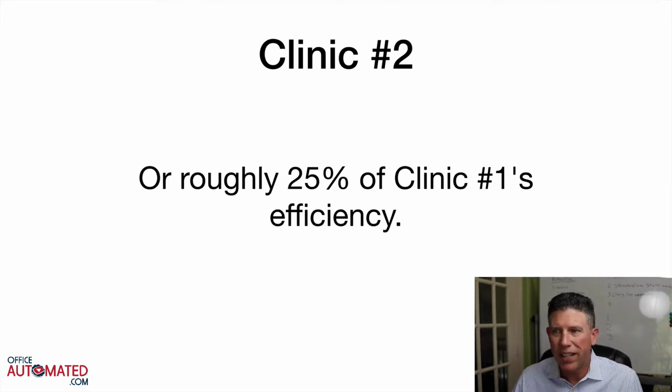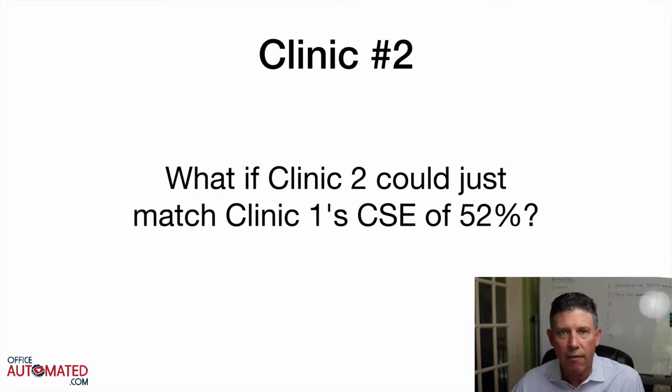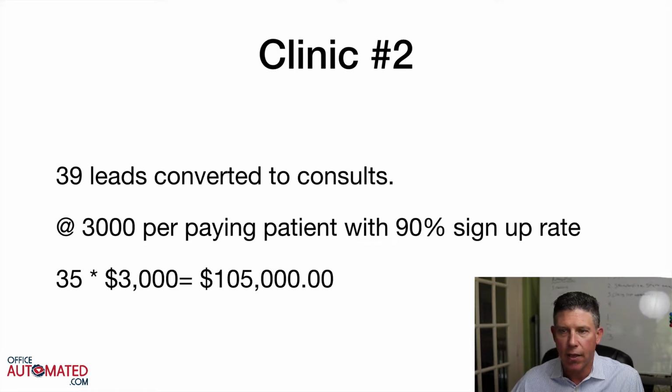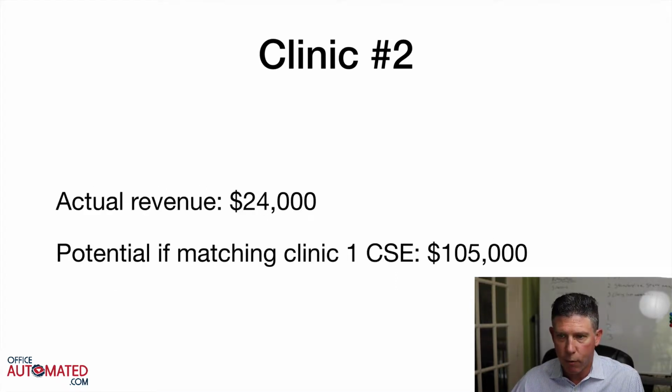So clinic number 2 is only capturing about 25% of clinic number 1's efficiency. And what if clinic number 2 could just match clinic number 1's efficiency? What would those numbers look like? That would be 39 consults as opposed to 9 consults. And at $3,000 per paying patient with a 90% sign-up rate, you're looking at $105,000 of revenue compared to the $24,000 that we saw earlier. So the actual revenue is $24,000, and potential of matching clinic number 1's consult scheduled efficiency would be $105,000. So there's a big potential there.